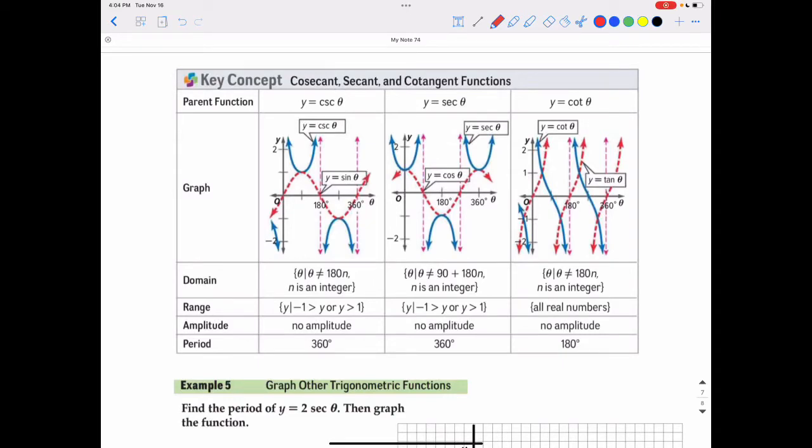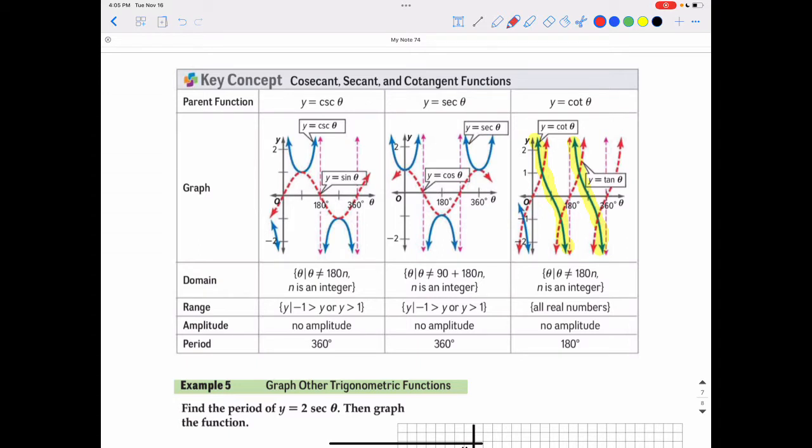Finally, we get to the final three functions: the cosecant, secant, and cotangent functions. Skipping over to the cotangent function, it looks very similar to the tangent function, where the red dotted S shapes are the tangent function and the blue solid ones are the cotangent function. Notice that they are decreasing from left to right.